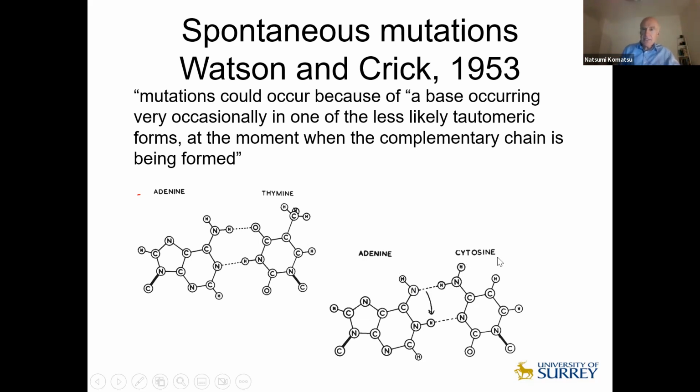And what Watson and Crick suggested is, if the base happens to be in the tautomeric form when DNA replication takes place, then it can generate a Watson and Crick base pair configuration, but a wrong one in the sense that it's not the right base pairing in DNA. Adenine should pair with thymine, cytosine should pair with guanine, and here is a mistake, and that could be caused by tautomerization, one of the bases being in its tautomeric form.